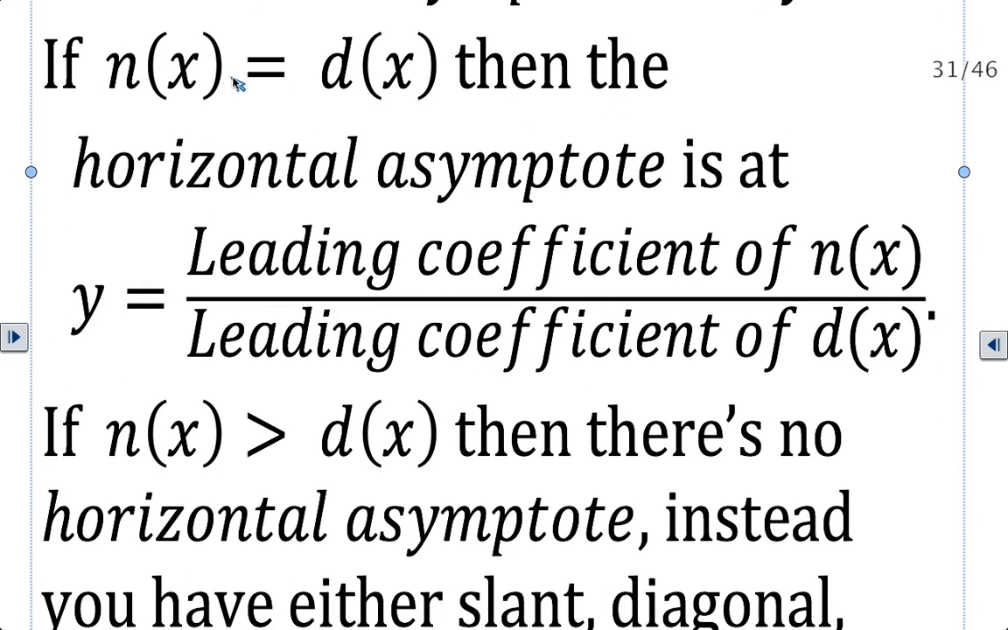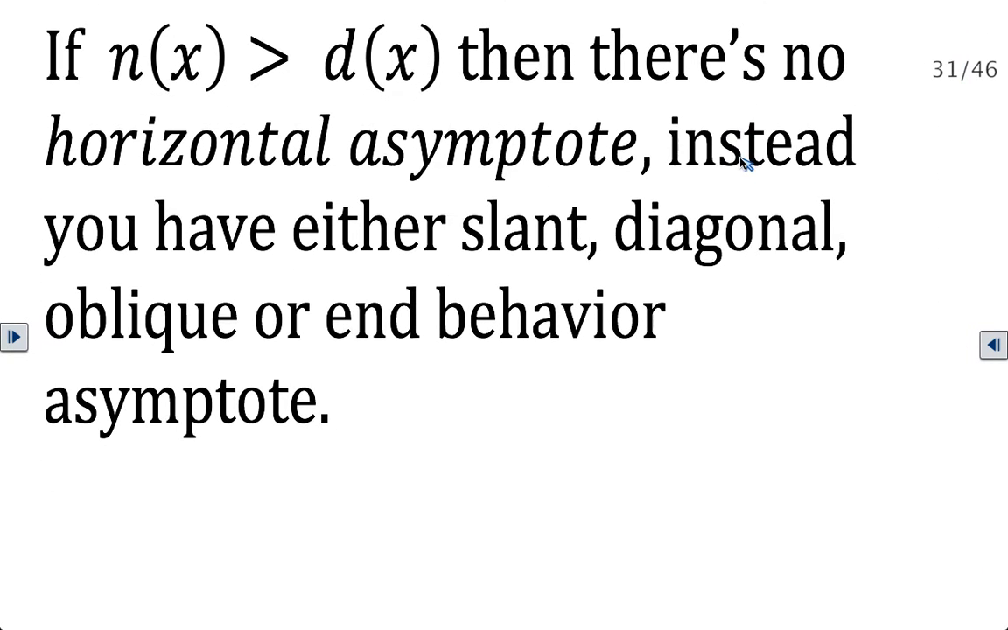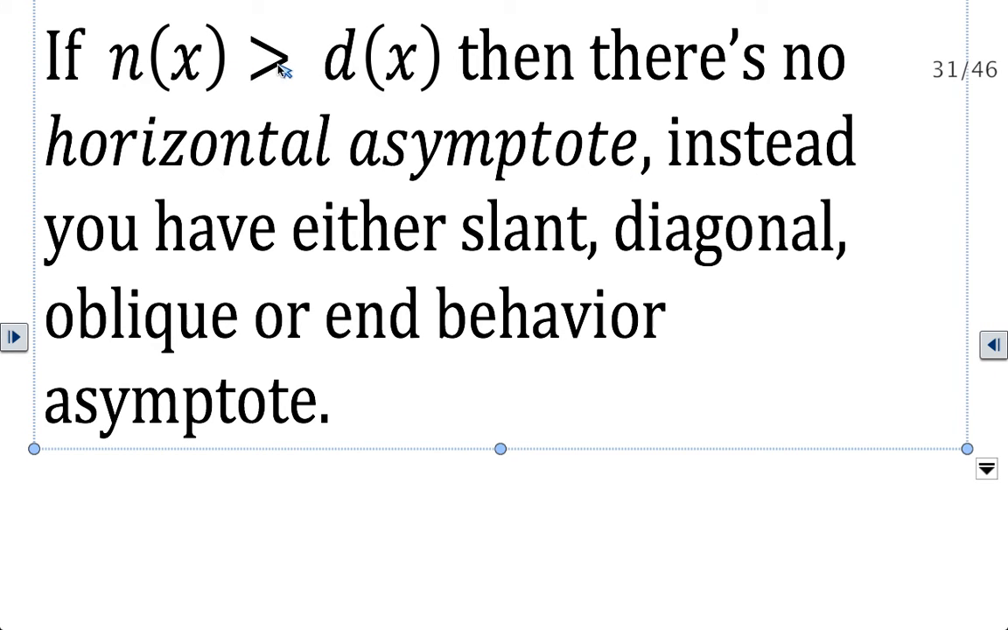Now, if your numerator's degree is equal to the denominator's degree, then the horizontal asymptote is at the equation y equals whatever your leading coefficient is, in other words, the number in front of your x. So the leading coefficient of the numerator divided by the leading coefficient of the denominator. Okay? And then if your numerator's degree is greater than the denominator's degree, then you do not have a horizontal asymptote, and instead you will have either slant, diagonal, oblique, or end behavior asymptote.